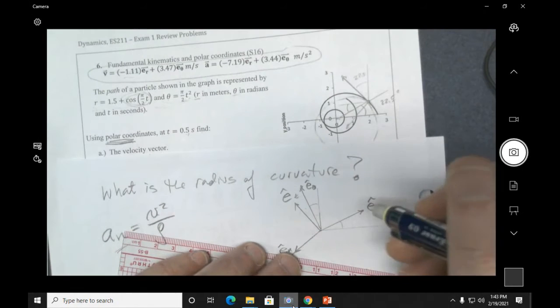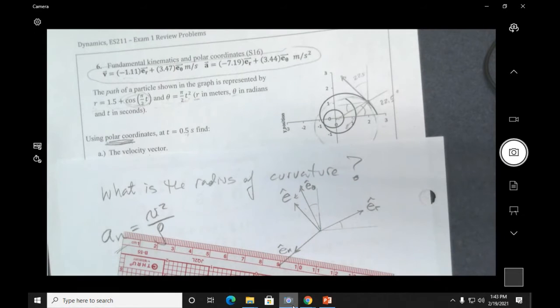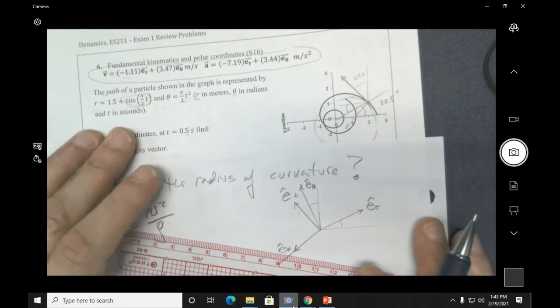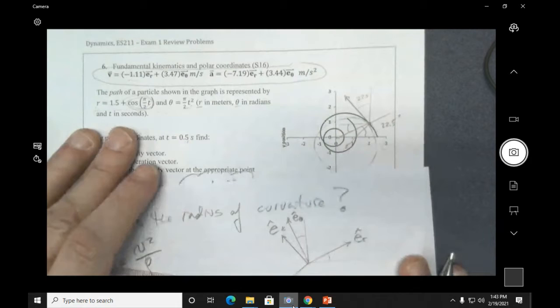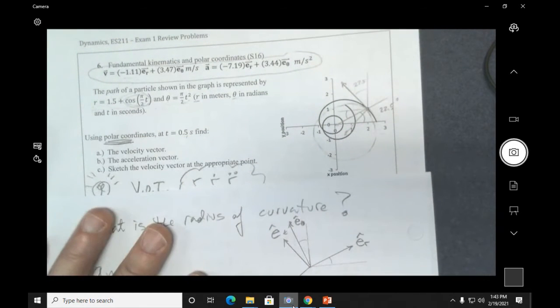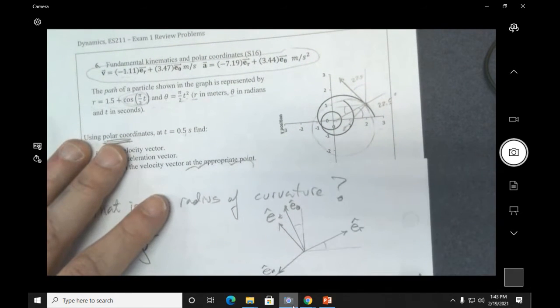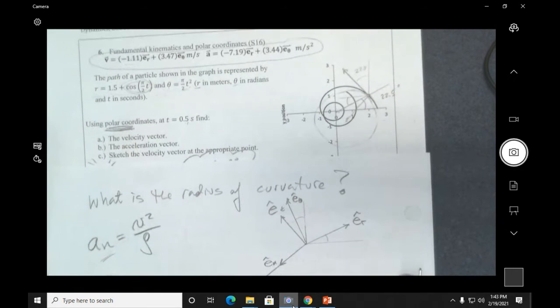Yeah, in fact, actually. Go ahead. R is just the distance from the origin. It is not the radius of curvature because the path is not a circle. That's exactly right. Oh, but that's Phil. I'm sorry. I was like, wow, that was brilliant. Oh yeah, Phil.